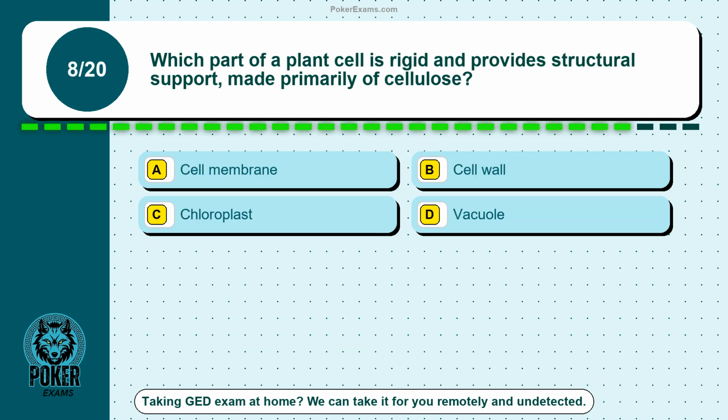Question 8. Which part of a plant cell is rigid and provides structural support, made primarily of cellulose? Option A. Cell membrane. Option B. Cell wall. Option C. Chloroplast. Option D. Vacuole.